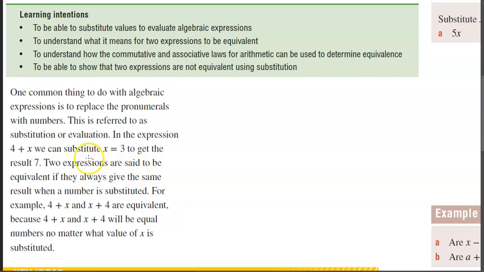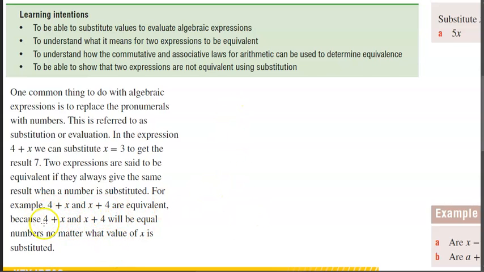So two expressions are said to be equivalent, or the same, if they always give the same result when a number is substituted. For example, 4 plus x and x plus 4. These two expressions are considered equivalent because 4 plus x and x plus 4 will be equal numbers no matter what value of x is substituted. Now let's think about this. Let's say we replaced x equal to 3 like we did in the first example. 4 plus 3 is equal to 7. 3 plus 4 is equal to 7.